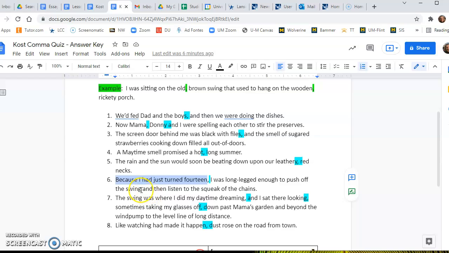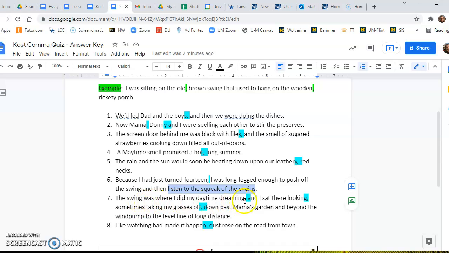"I was long-legged enough to push off the swing and then listen to the squeak of the chain." So perfect. Now the reason why there's no comma here is because this is not a full sentence: "then listen to the squeak of the chain." Yes, we have a "then" up there, but it's sort of like a "however." It's not eliminating the complete thought. But here, we don't even have a subject. That's why it's not a complete sentence. We don't even have a subject. "We listen to the squeak of the chains," but "we" isn't in the sentence or in this clause. So that's why you don't have a comma. Is this just the object of the preposition? "To push off the swing" is the first object of the preposition. "Listen to the squeak of the chains" is the second object of the preposition. It's a compound object of the preposition.